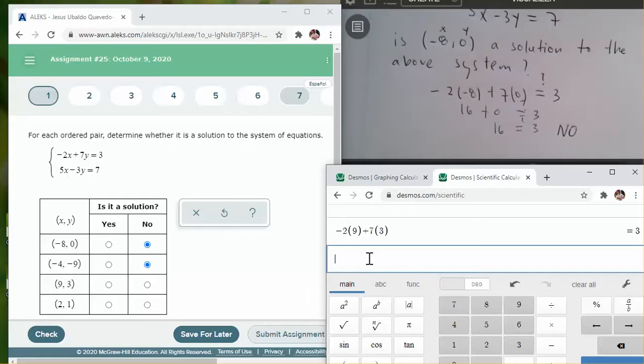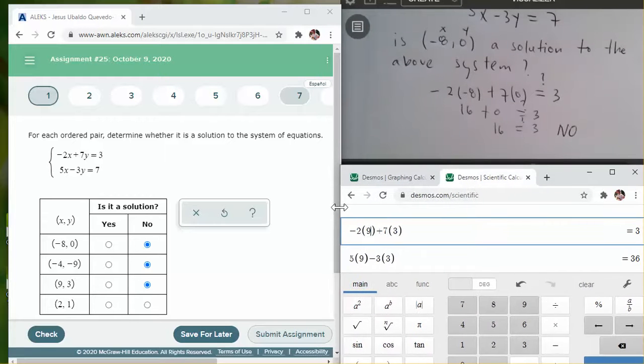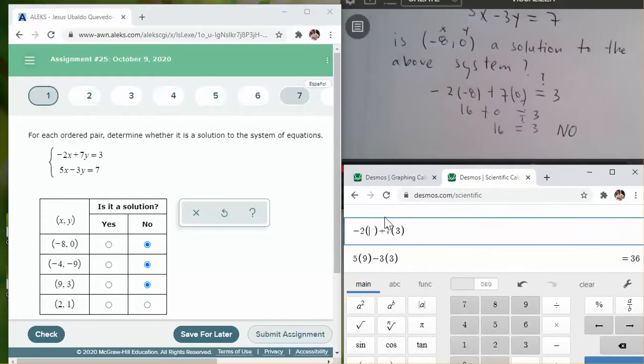The second equation is 5 times x, and the x is going to be 9, right? Minus 3y, and the y is 3. And the answer is 36, and the answer should be 7. So no, this is not the solution. Let's see. Here, x is 2 and y is 1. I got a 3. Fine. Now let's see the other equation.